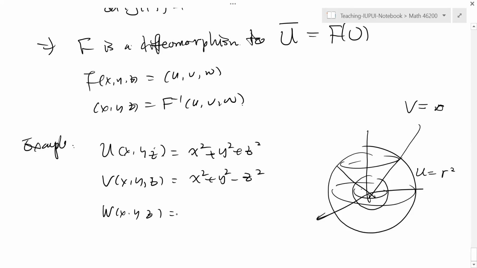I can construct the third one. The third one is just x divided by 1. I just look at the planes passing through them.